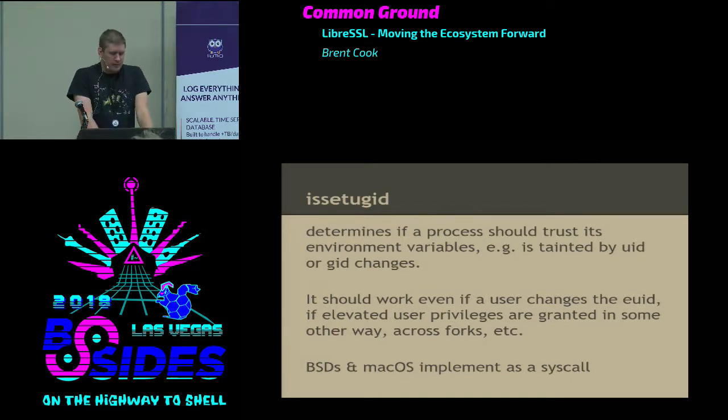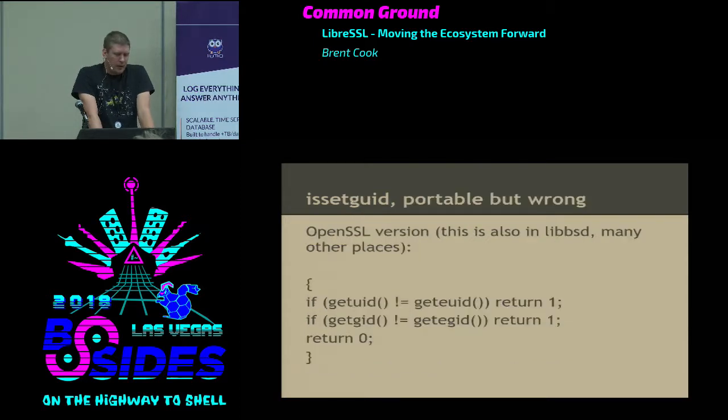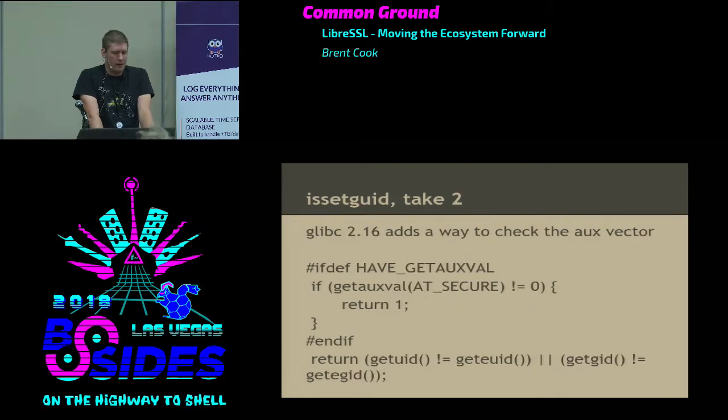What we found is that this function is broken on a lot of operating systems. Most of the BSDs and macOS implement it as a syscall. Almost everyone else implemented it as an ad hoc libc function, which had a lot of time of check, time of use issues. If you look at this simplified version that was in OpenSSL, it would check to see if my user ID is my effective user ID and my group ID is my effective group ID. But you can actually be changing both of these things while you're running this test, so it can fail open, which is not a great thing.